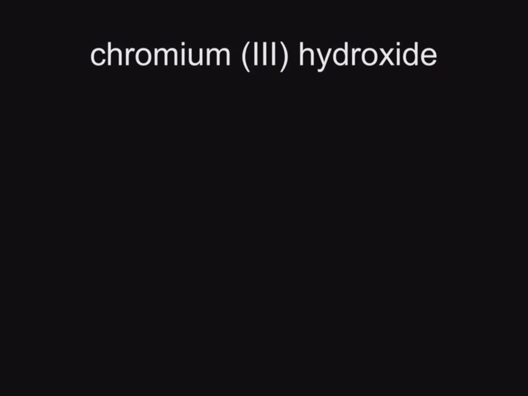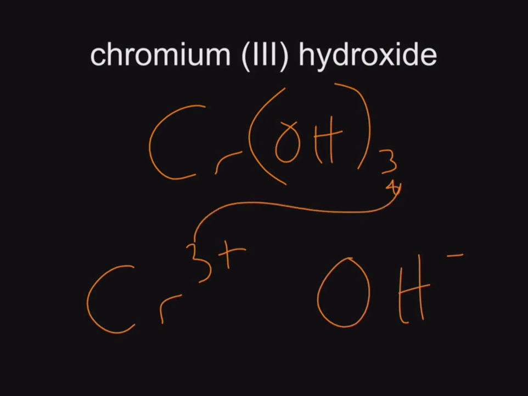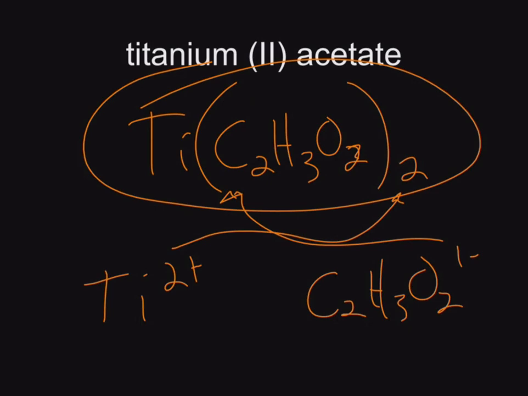And chromium(III) hydroxide, OH negative, chromium with a +3. So switching the numbers, I would get Cr(OH)3, with the 3 outside the parentheses. So remember, anytime you need a number on a polyatomic ion, you put the whole polyatomic ion in parentheses exactly the way it is, and then you put the number you need outside the parentheses. So even here, where we had all these numbers in the parentheses, don't change any of those. You just put the whole thing as is in parentheses and put any number you need on the outside.